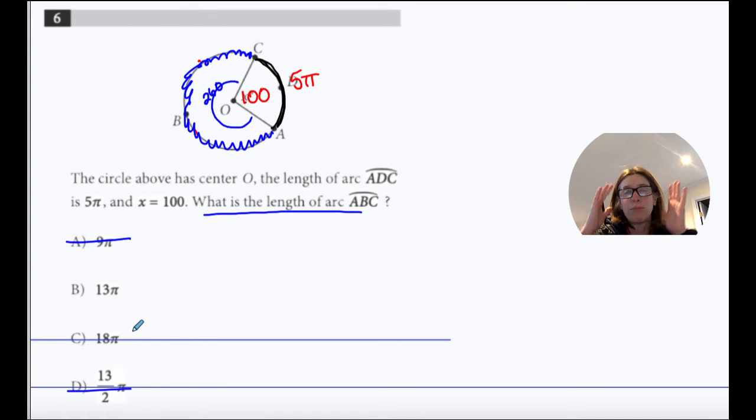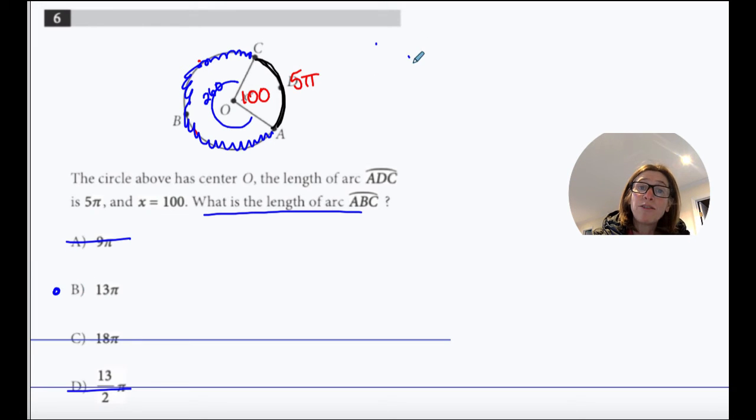I'm going to take a guess in my mind. If this is 100, and that means I know that the other side's got 200s in them, I know that it's 10 pi, and then another 60, I'm going to guess that the answer is 13 pi. But I'm going to also do this mathematically.